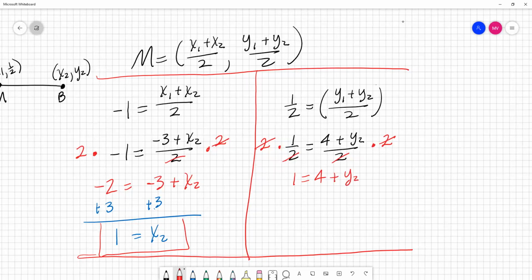All right, so Chad, what do I do? What's my last step to solve for y2? That'd be subtract 4. We subtract 4 from that side, subtract 4 from that side. -3 equals your y2. There we go. So B is 1, -3.